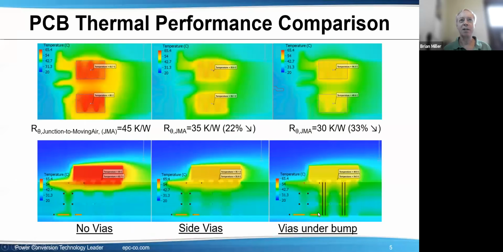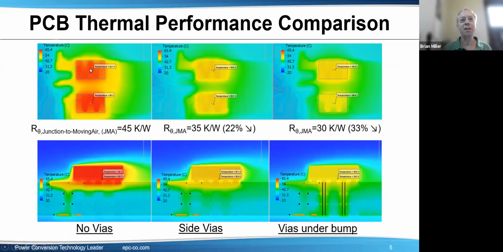Now let's get some finite element analysis simulations. So these are the three same conditions. Here are the titles on the bottom: no vias, the side vias, and the vias under the bump. The top photos are looking down on the board. You can see the outline here in red. It's a little bit harder to see, which is actually good because it means the heat's dissipating throughout. And the second row of photos, that's a side view where the FET is on top of the board. This is the thickness of the board. And this line down here is basically the bottom of the board.